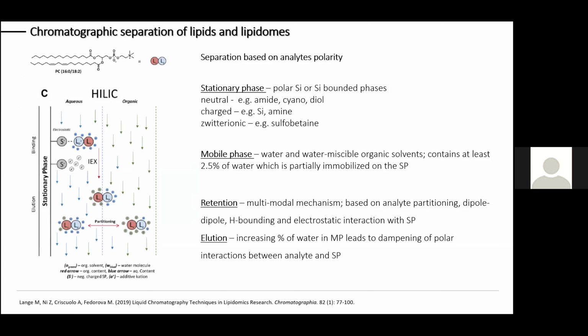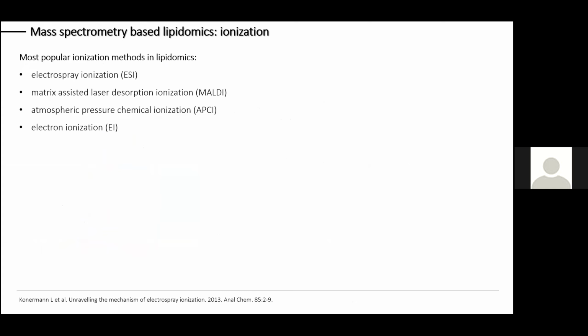As we just talked about, either based on their hydrophobicity, using the properties of their fatty acyl chains, or on their polarities based on the head groups, so different classes. The next step is to ionize our lipids before we can perform mass separation events in our mass analyzers. The most popular ionization methods in lipidomics are electrospray ionization and matrix-assisted laser desorption ionization.